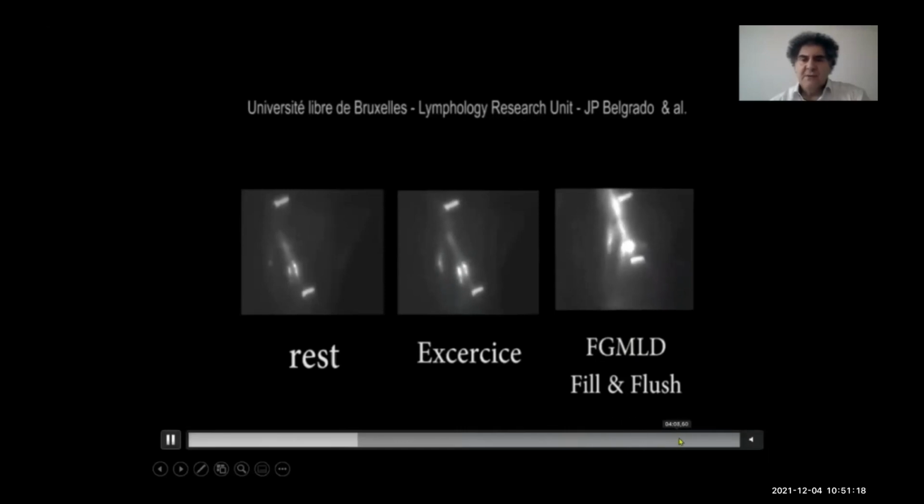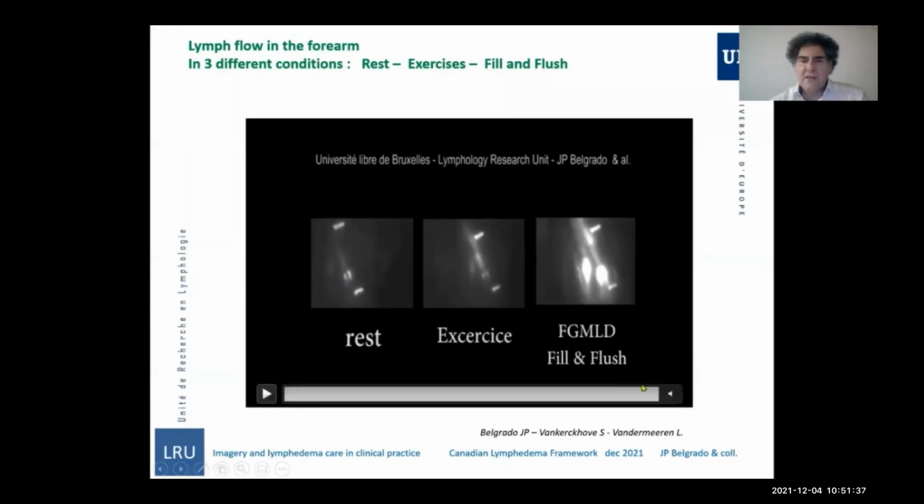And if we go to the last 5 minutes of this examination, I'm just going to skip until that point. You can see that on the resting side, we only see 3 collectors. You see 4 on the manual lymphatic drainage, and you can see 6 on the flush and fill side.